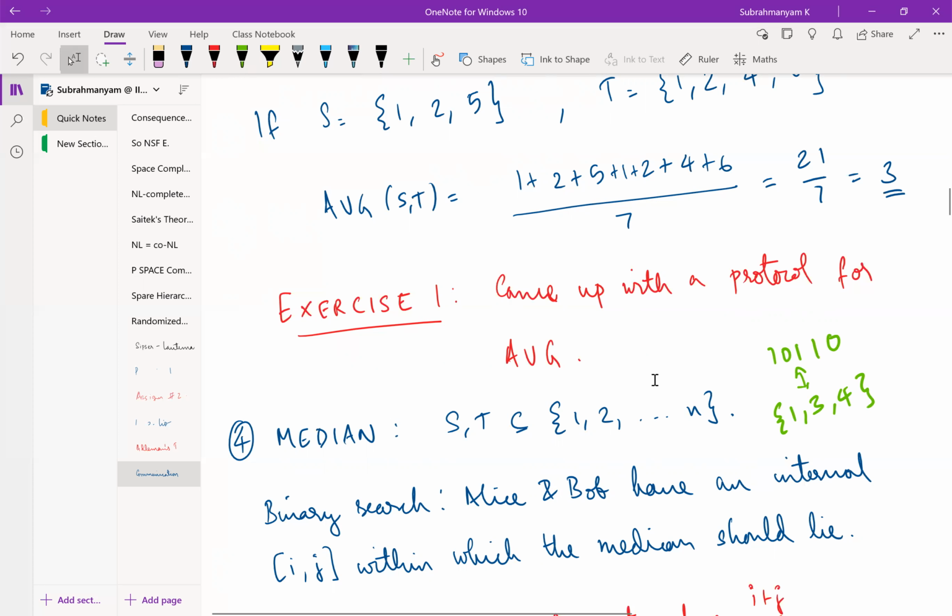Anyway, so let us see, again that's an aside, let us see how Alice and Bob can determine the median. Of course, there is always a trivial algorithm. Alice can send the entire set, which is n bits, and then Bob can send the median. So the median will be a number from 1 to n. To describe the number, it will take log n bits, so n plus log n. But we will see a better algorithm.